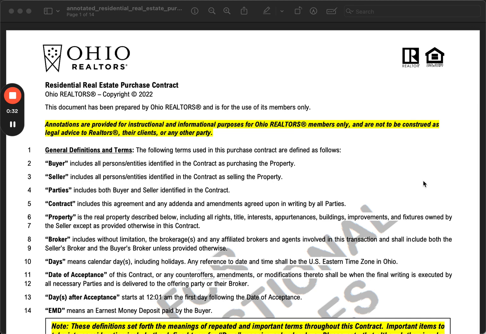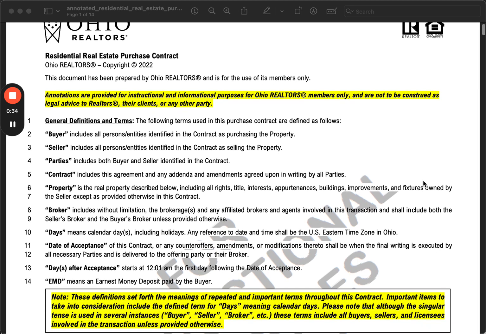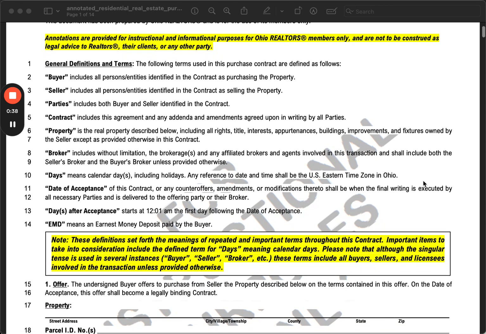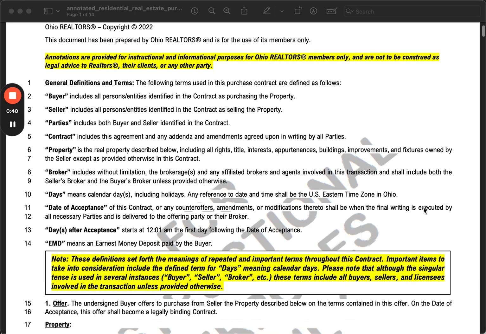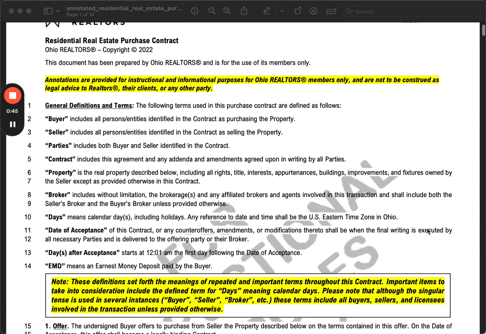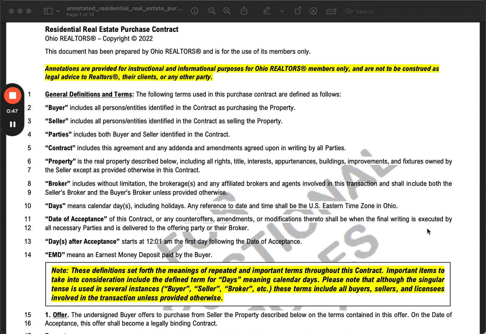On the very first page, we start with lines 1 through 14, and those are definitions. They're specifically put there for your buyers and your sellers to understand the language that is used within this purchase agreement and make it more comprehensive for them. So line number 1, general definitions and terms. The following terms used in this purchase contract are defined as follows.